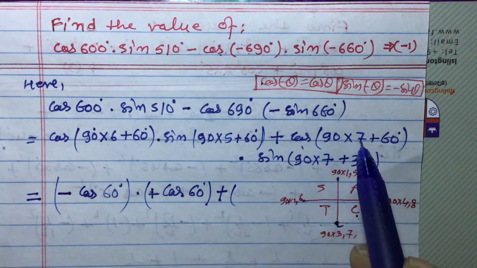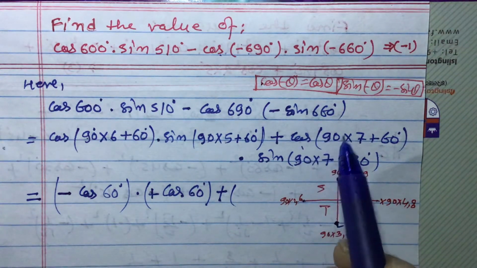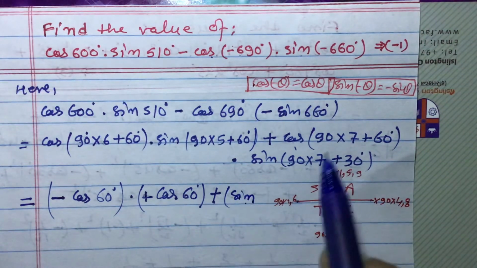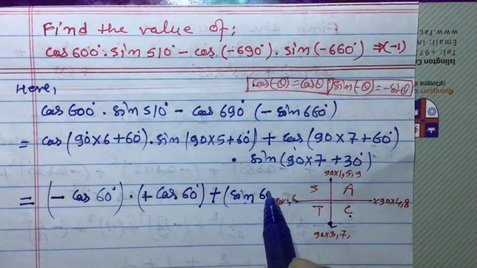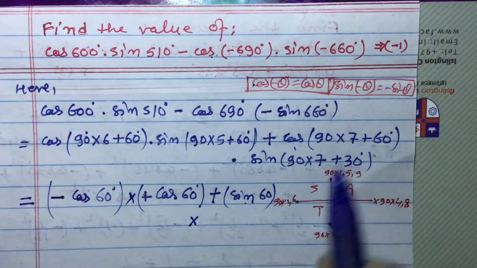Now 90 times 7. 7 means here in the y-axis. In the y-axis, the ratio will change. So this cos will change into sine. Cos will change into sine. And then the 60 degree as it is. 60 degree. Okay, now times, multiply. This is multiply. Now here again, see.